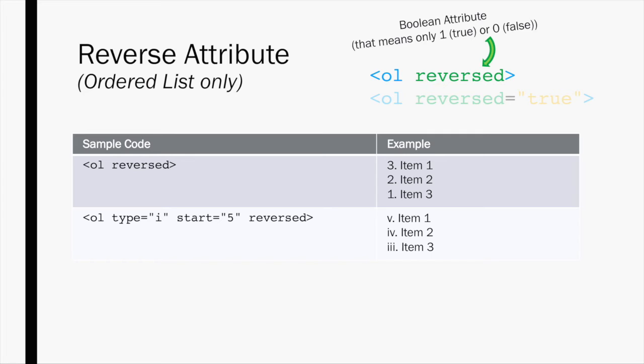Or if you have a type and a start specified, then it's going to reverse it from wherever it's starting. In this case, it's a lowercase i, so lowercase Roman numerals, and start 5, which means V, and then IV, and then III, etc. until it has nothing else left.